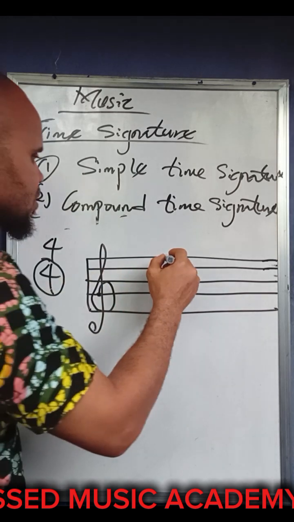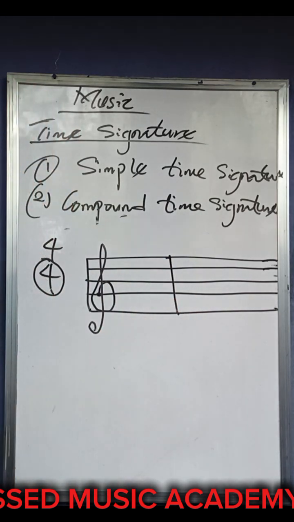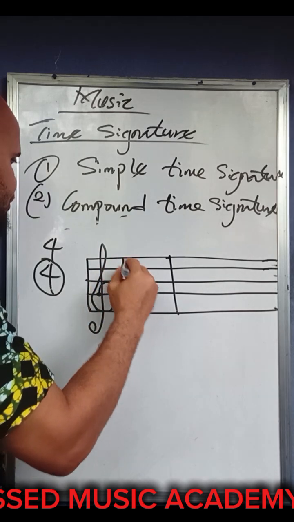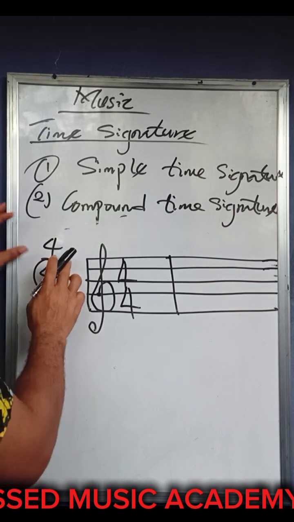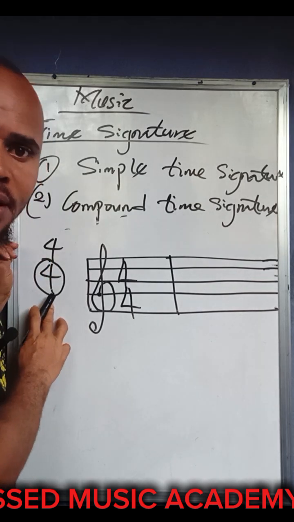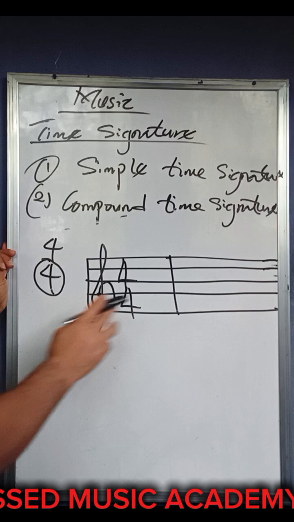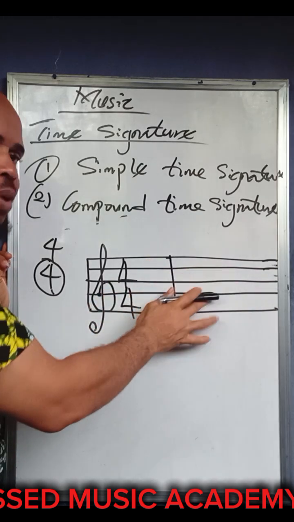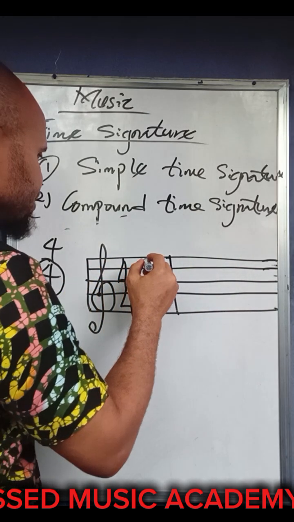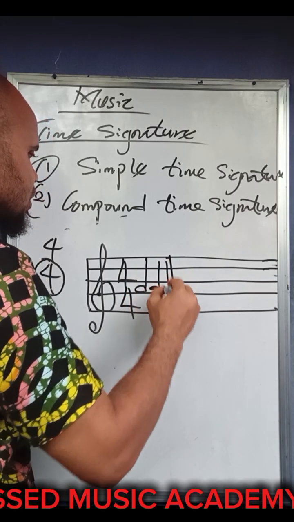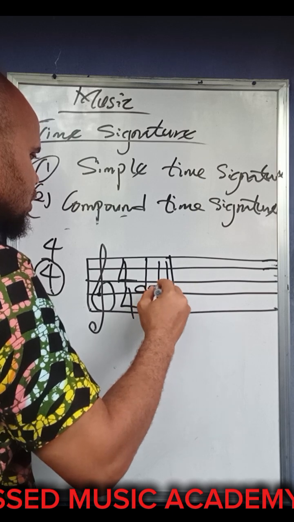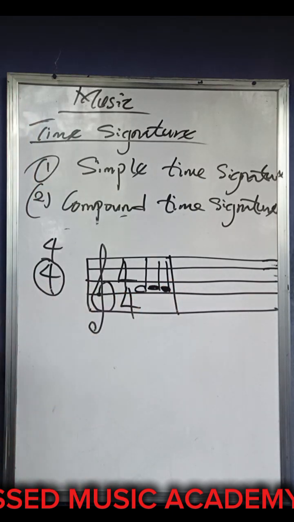Okay, so 4/4. Let's see, divide the bar. Now this is a bar. 4/4. Okay, so let's assume this. What this means is that we must have 4 crochet beats in a bar. That is what it means, that each bar must be 4 beats. Okay, so I'm using minim here, which is 2 beats, and then I use 2 crochets. Okay, so I have 4 beats now.